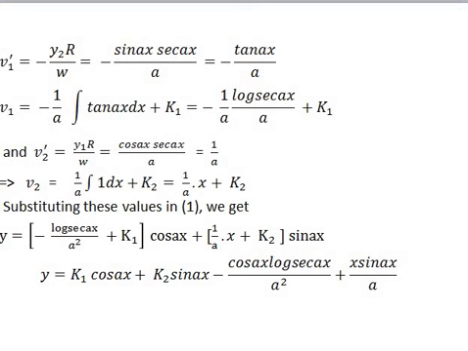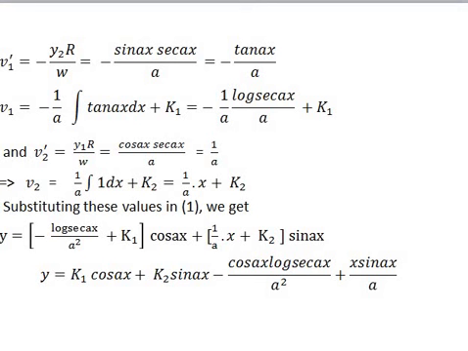And v2 dash is equal to y1 r divided by w. That is, y1 is cos ax and r is secant ax, divided by a. The reciprocal of secant ax is cos ax, so cos ax gets cancelled, giving 1 divided by a. That implies v2 is equal to 1 by a, the integral of 1 with respect to x, plus k2, which is equal to 1 by a into x plus k2.